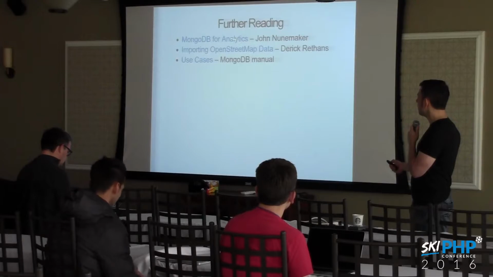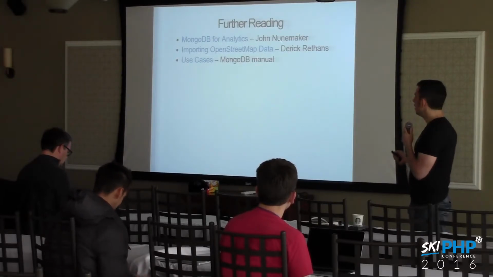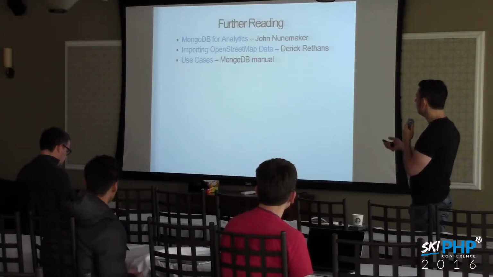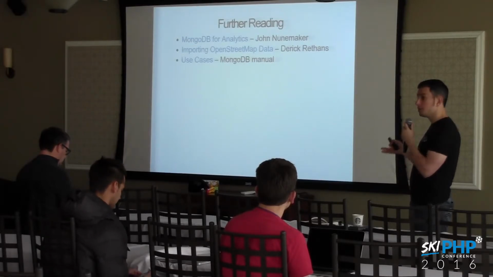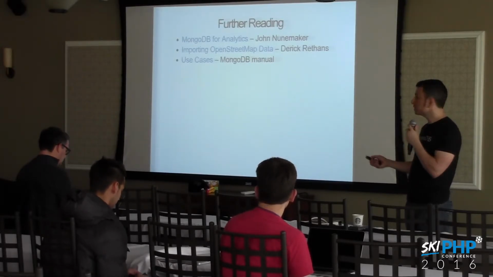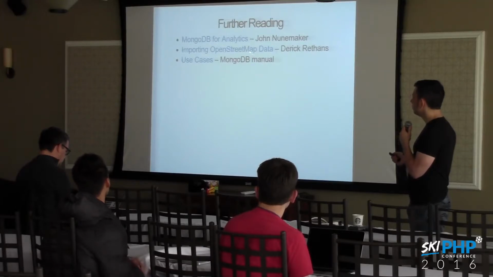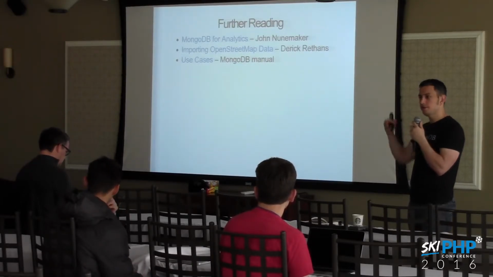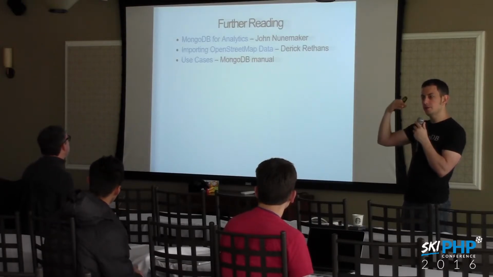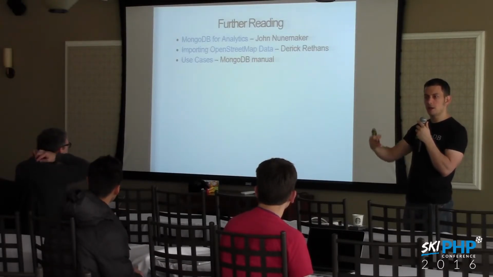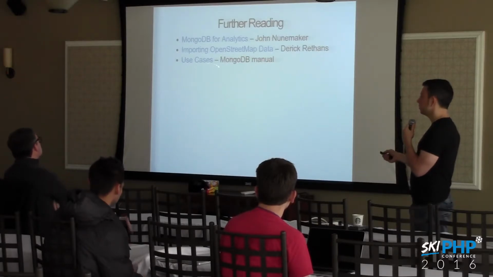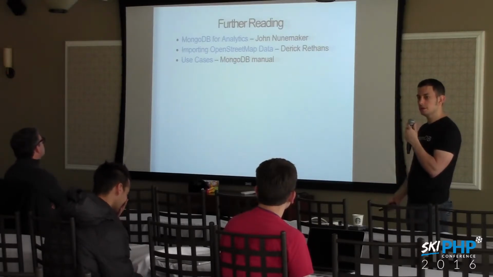And then more links to follow up on if you're using it for analytics. John Newmaker was previously at GitHub, and has a great presentation on his schema for doing a web analytics company. Derek's article on OpenStreetMap data, so the key-value stuff. And then our manual has a bunch of use case documents on different schemas to explore, so if you're doing e-commerce or a blog with comments, you can walk through them in a prose fashion.